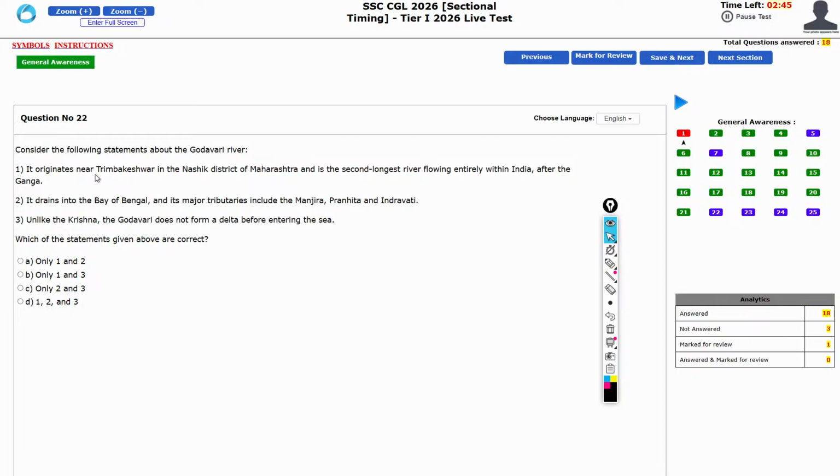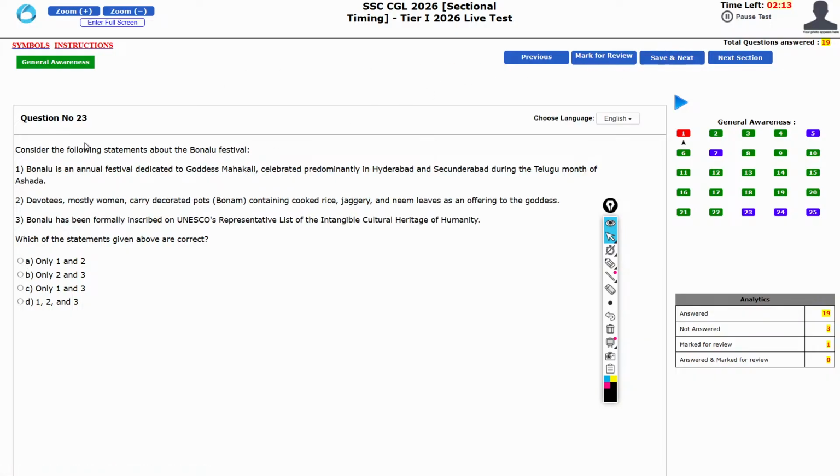What is GT? Trimbakeshwar, Nasik, Maharashtra, second longest river. Yeah, second longest river in India. I was thinking about the South India only. It drains into Bay of Bengal. Godavari, Bay of Bengal. Major tributaries Indravati. Okay. Unlike Krishna, Godavari does not form a delta. They do form a delta, some kind of sorts. 3 is again incorrect. So I'll just go with this.